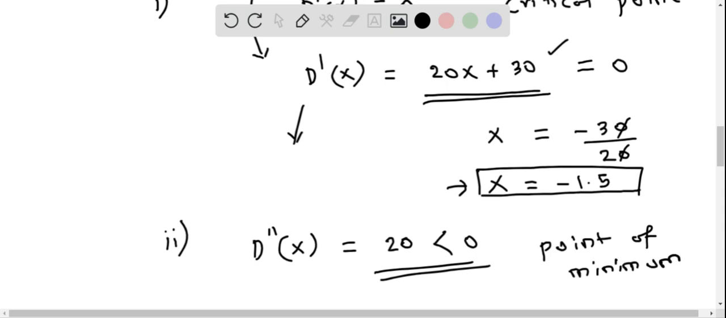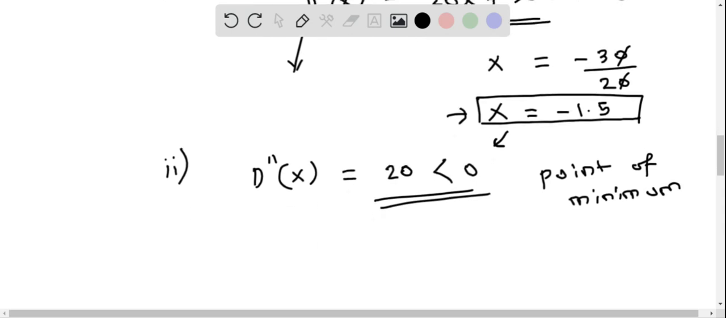And there is no way that we can plug this into this; it is independent of x. So this point is a point of minimum. That is, at x equal to negative 1.5, the distance is minimum.